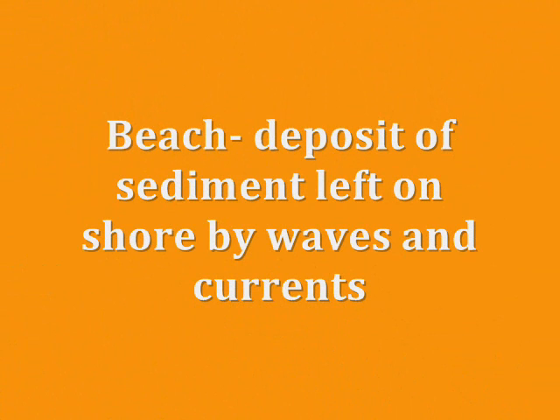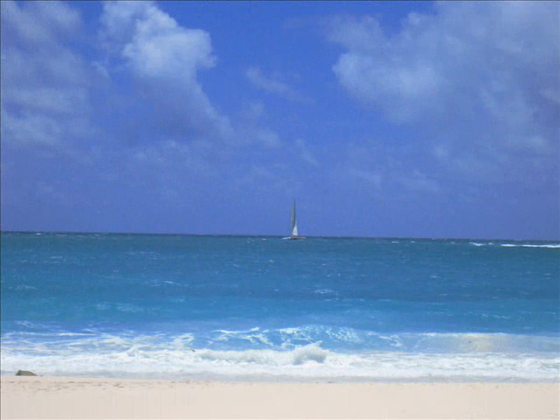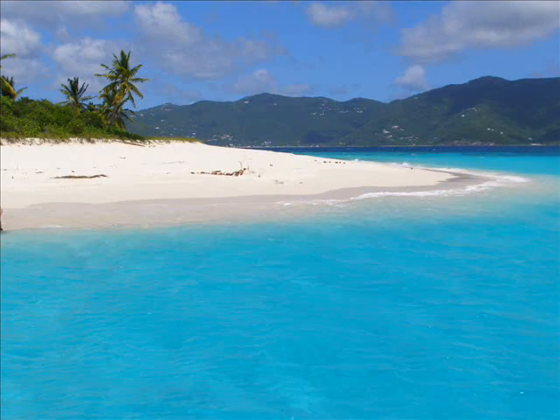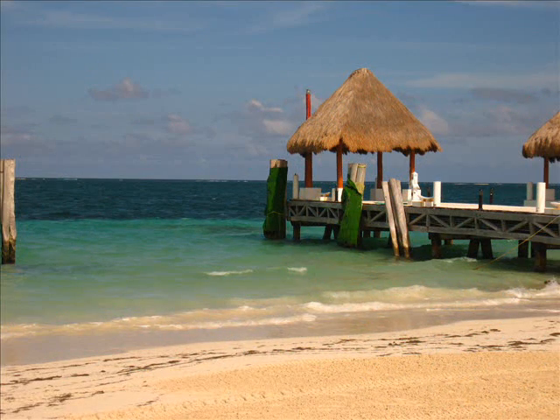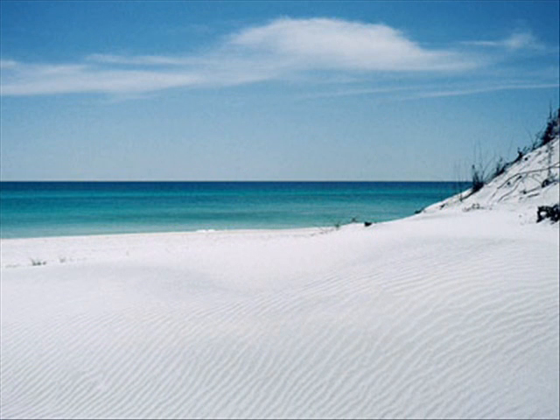The next example is a beach, which is a deposit of sediment left on shore by waves and currents. Sand dunes are the next example of deposition. They are deposits of sand piled up by wind. You may have seen a sand dune at the beach.